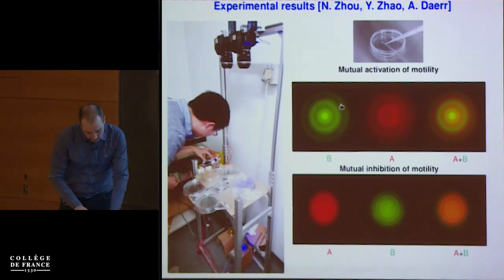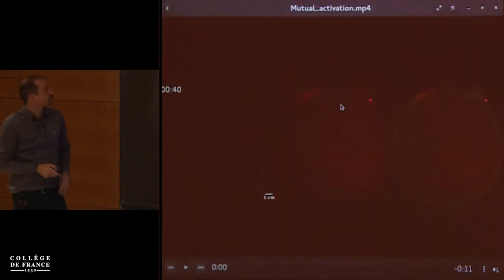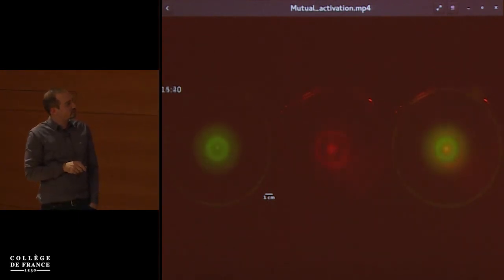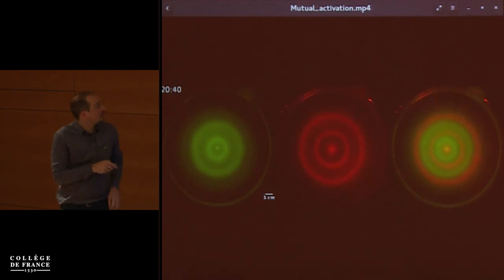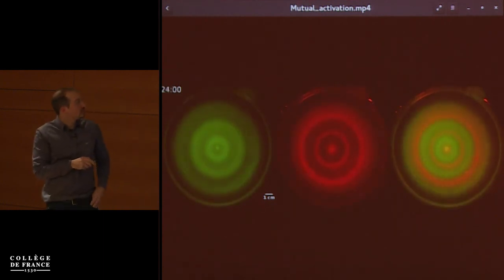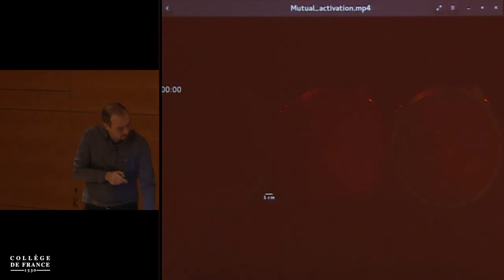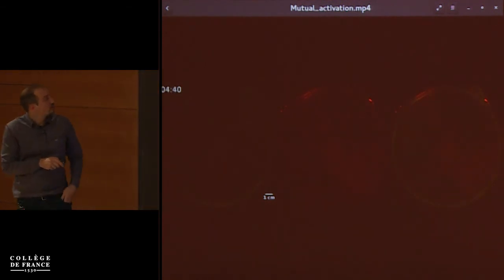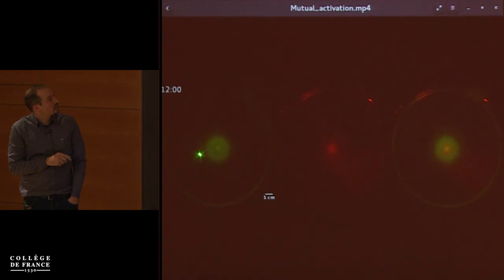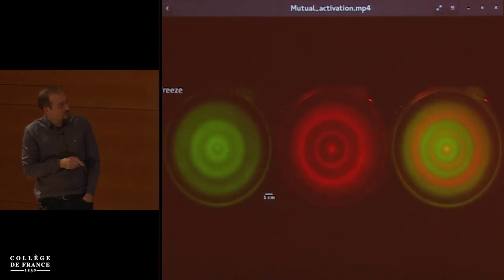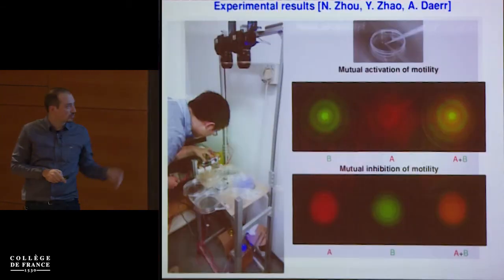Just to show you how it looks dynamically. So that's the green channel, the red channel, and the superimposition of the two. And what you can see, I think we freeze the movie at the end, is the formation of these rings, and you see that where you have a dense red ring, you have nothing on the right. So you have, are you going again? Yes. So you have green ring, red ring, green ring, red ring, green ring, red ring.